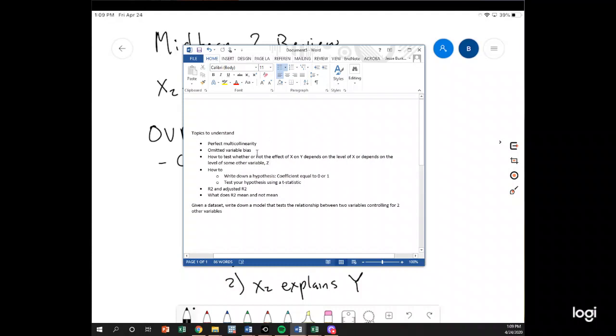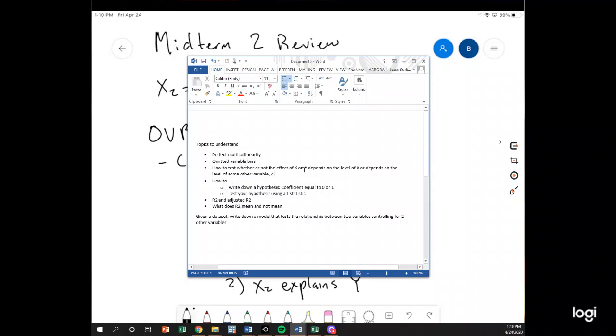Know how to test whether or not the effect of x on y depends on the level of x or depends on the level of z or some other variable. So this is basically interaction terms and nonlinear forms. If the effect of x depends on the level of x, that means we want to have x squared in the model, or x cubed, or log of x. Or if it depends on the level of some other variable, maybe z, then we need to have z in the model plus an interaction between x and z. So this is interactions between x and some other variable, and control variables, and then also nonlinear forms.